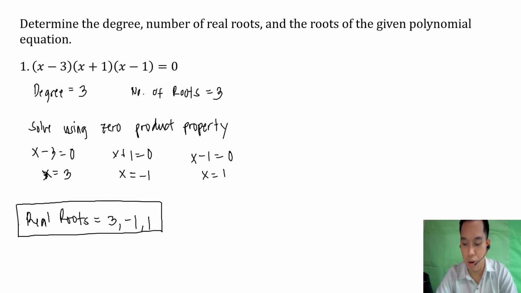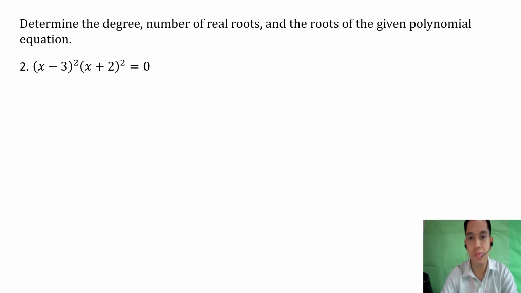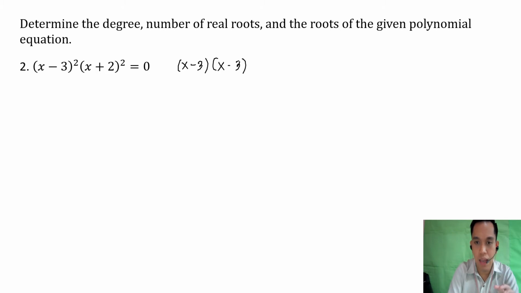None. Let's proceed to number 2. Example. Determine the degree, number of real roots, and the roots of the given polynomial equation: quantity of x minus 3 squared times quantity of x plus 2 squared equals 0. Okay, so dito class, meron tayong dalawang x minus 3. So we have x minus 3 times x minus 3, then dalawang x plus 2 rin, so times x plus 2 and another x plus 2 equals 0.